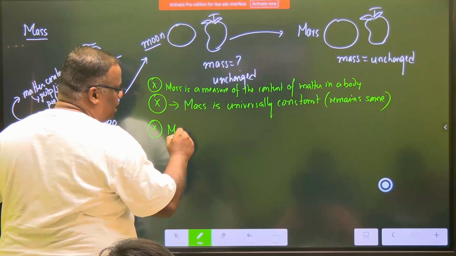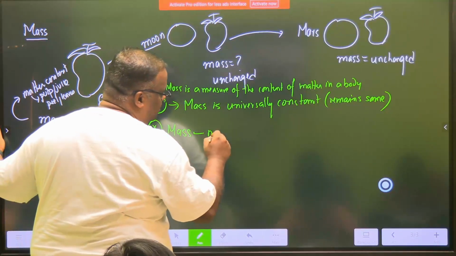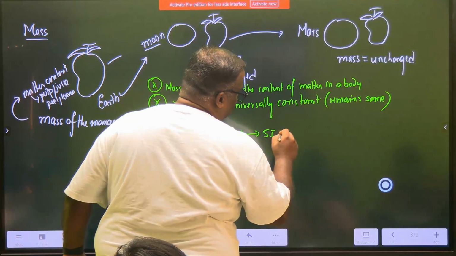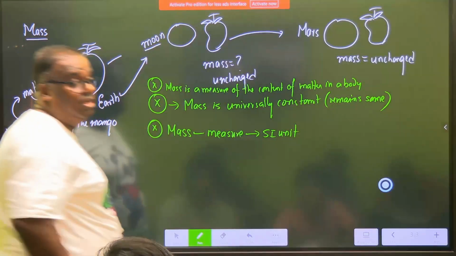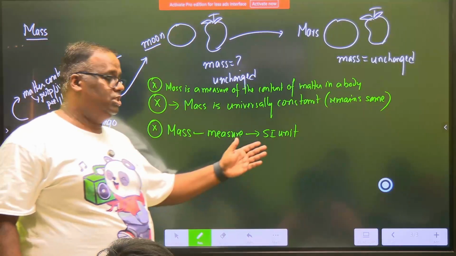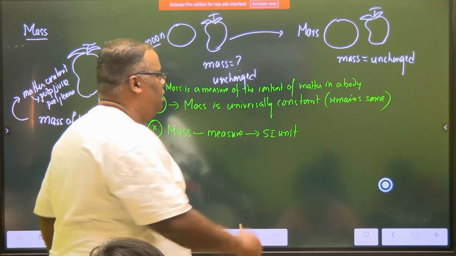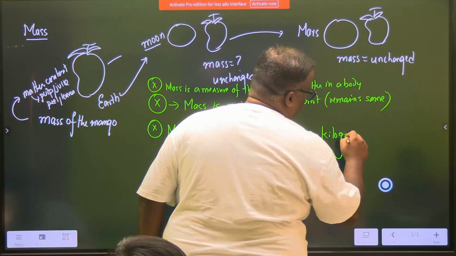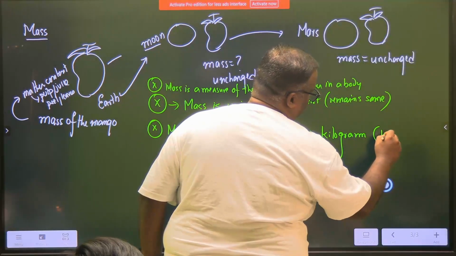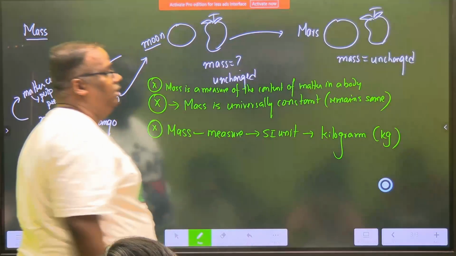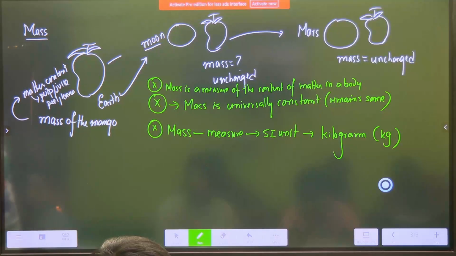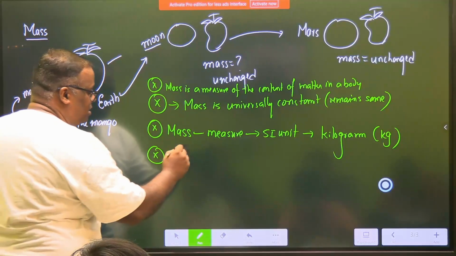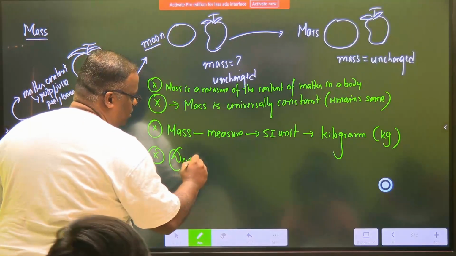अब मास को मेजर करने के लिए हमें इसे मेजर करना पड़ेगा. इसको मेजर करने के लिए we have to use some SI unit. You remember what is SI unit? International System Unit, System International, so that the world recognizes the same unit. The SI unit is kilogram. Kilogram, and so it will be denoted by a small k and a g. This is the measure of mass.